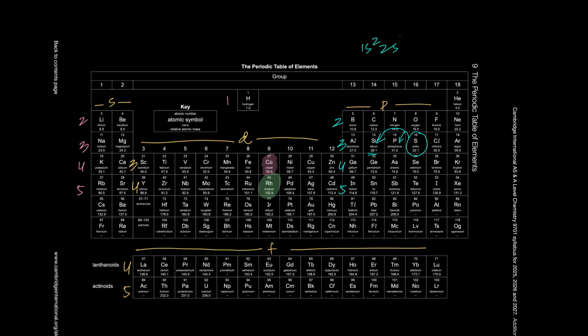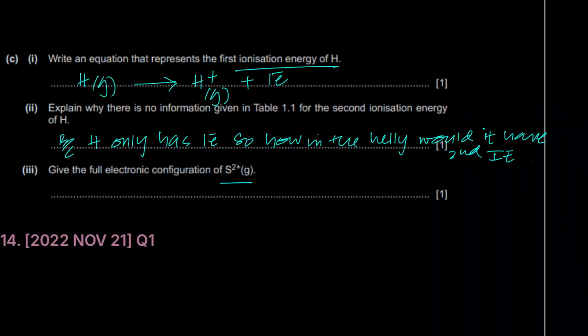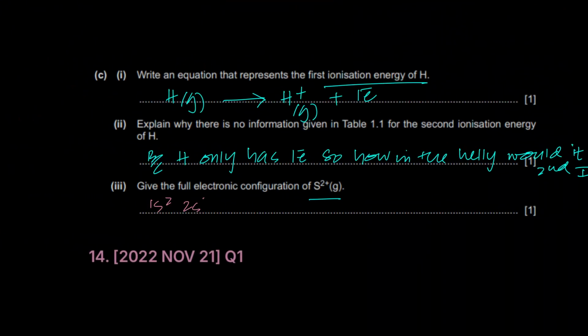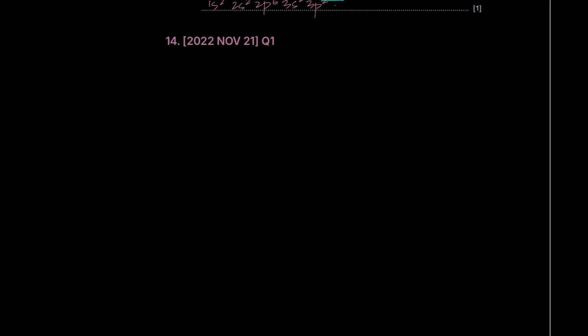So it's 1s2, 2s2, 2p6, 3s2, and then it's 3p1, 2, 3, 4. So it's 3p4. That's the electronic configuration of sulfur. S2 plus would mean you're removing 2 electrons. So now you don't have 3p4, now it's going to be 3p2. That's for sulfur 2 plus. So it's 1s2, 2s2, 2p6, 3s2, and 3p2. That's it. Next. Agla sawal.